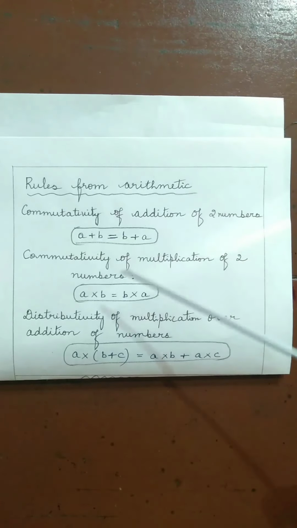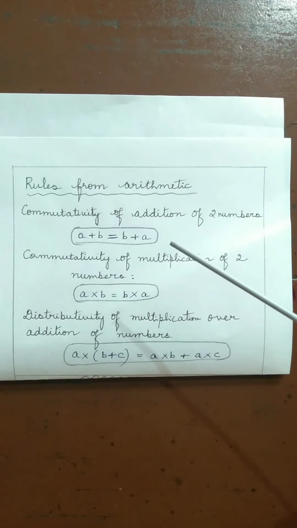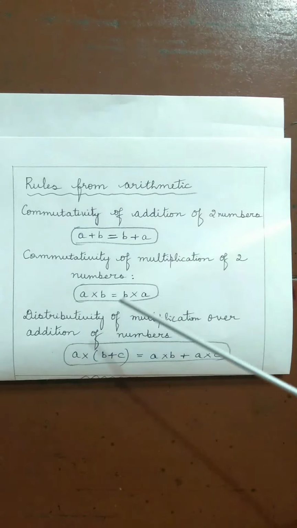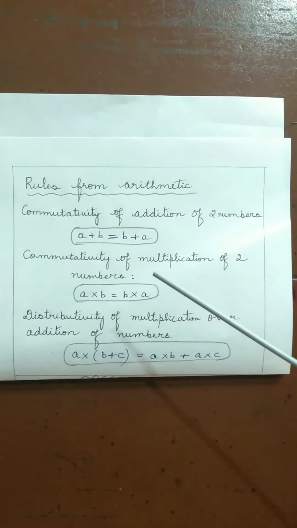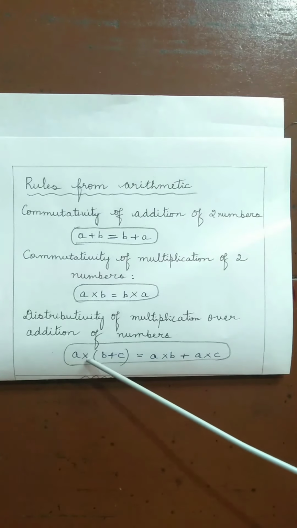In the same way, commutativity of multiplication of two numbers can also be expressed with the help of variables, as a into b is equal to b into a. The basic operation performed here is multiplication. In the same way, if we give values to a and b and perform the multiplication, we will arrive at the solution. Third is distributivity of multiplication over addition of numbers.